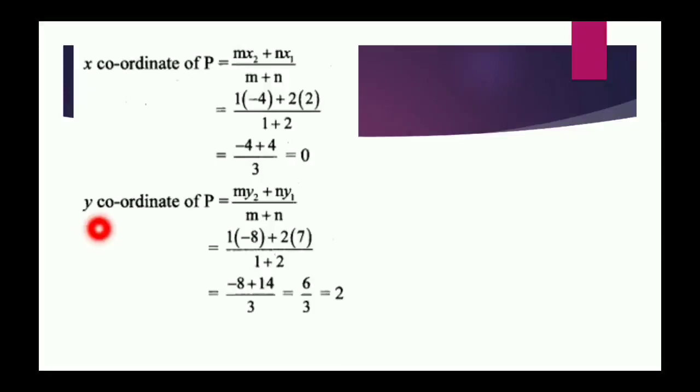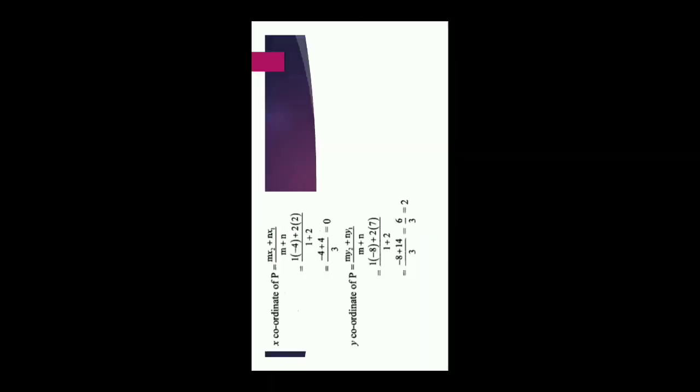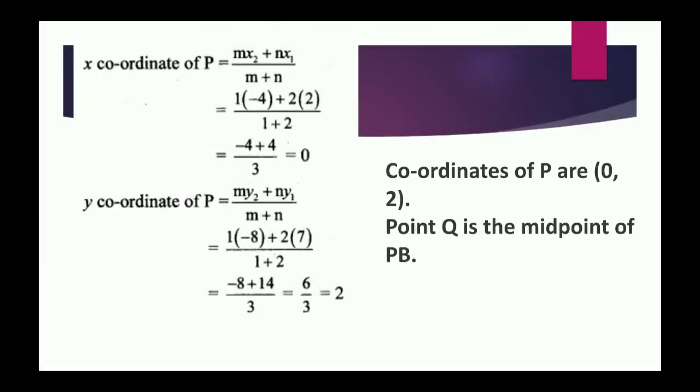Likewise for the y coordinate of P: (m y2 + n y1) upon (m + n). 1 multiplied by minus 8 plus 2 multiplied by 7, upon 1 plus 2. Minus 8 plus 14 upon 3 is equal to 6 upon 3, which is equal to 2. So the coordinate point of P is 0, 2. Same way we will find the coordinate of Q. Therefore, Q is the midpoint of PB.